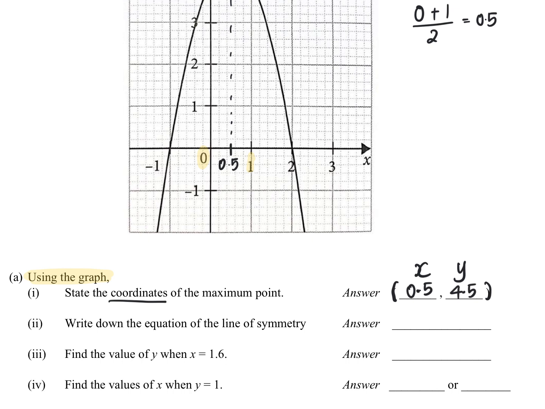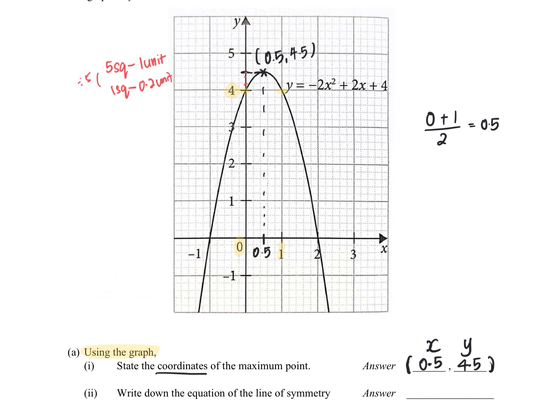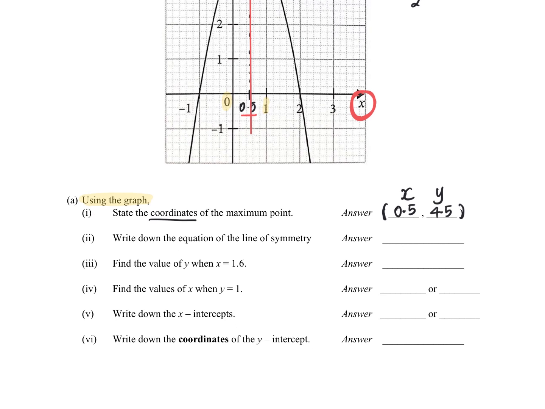Next, write down the equation of the line of symmetry. So now we're going to draw out the equation of our line of symmetry. Where is our line of symmetry? Remember just now we already calculated the number in between 0 and 1. This is my line of symmetry, and this line of symmetry cuts the x-axis at the number 0.5. So in this case, if it cuts the x-axis, then the equation must be x equals 0.5.